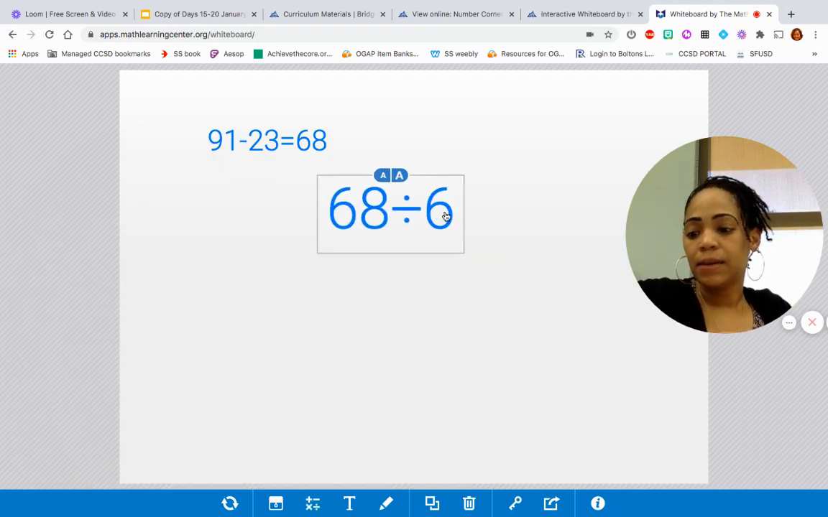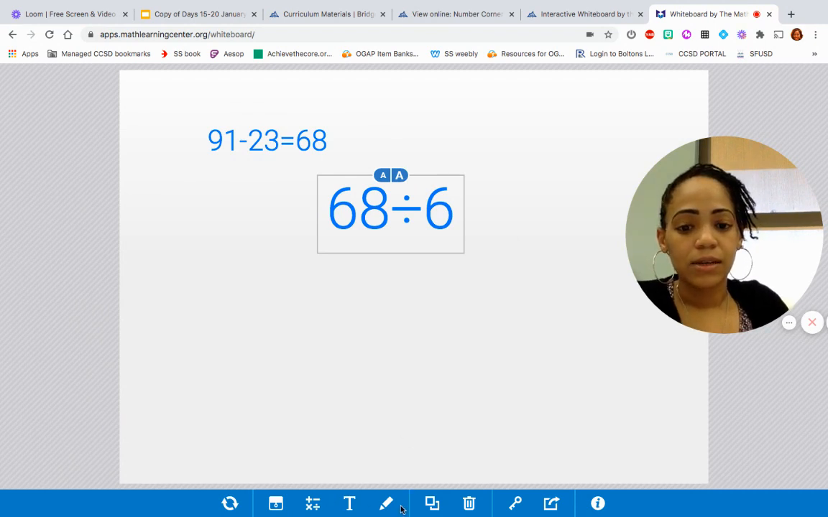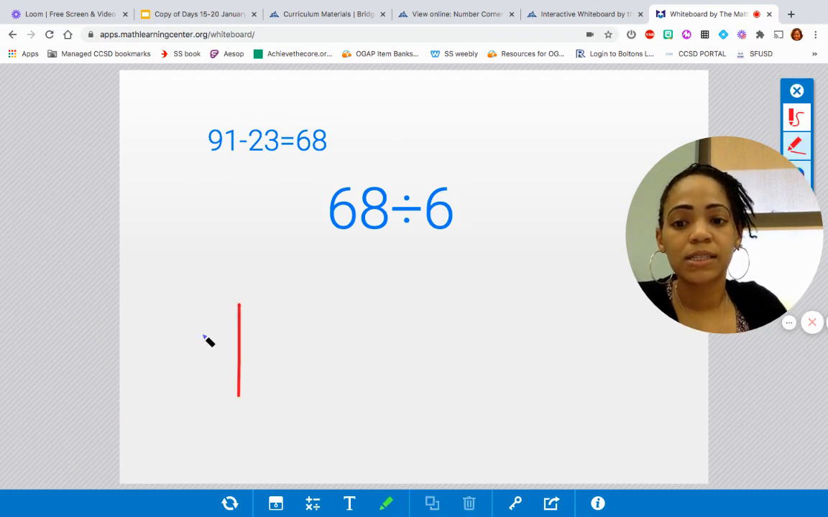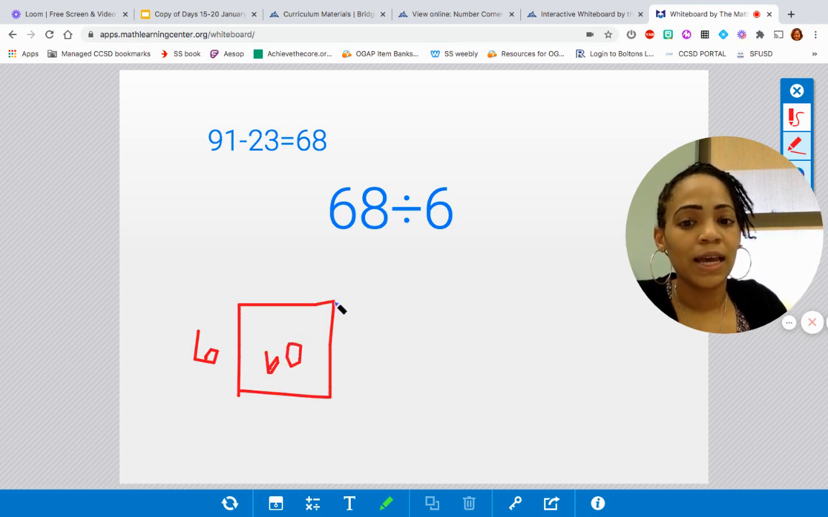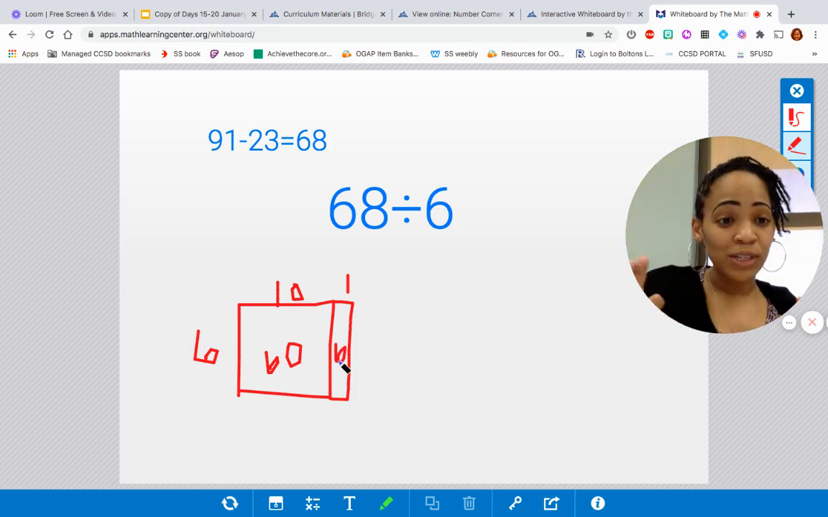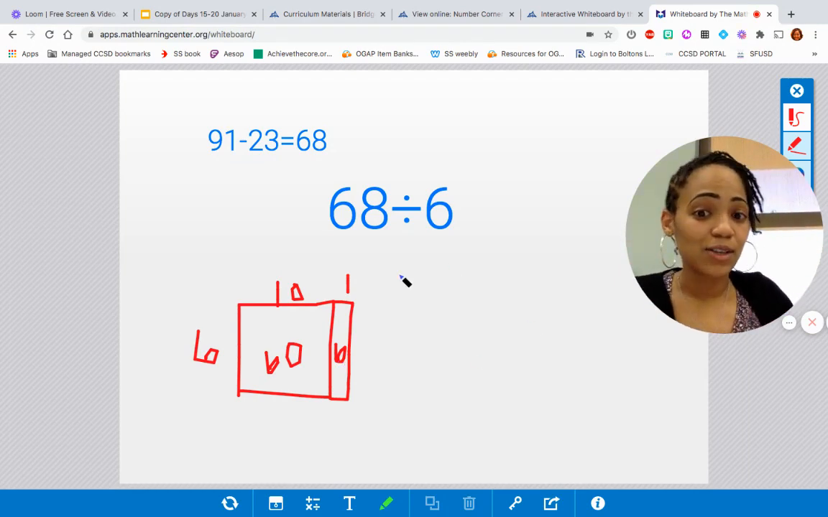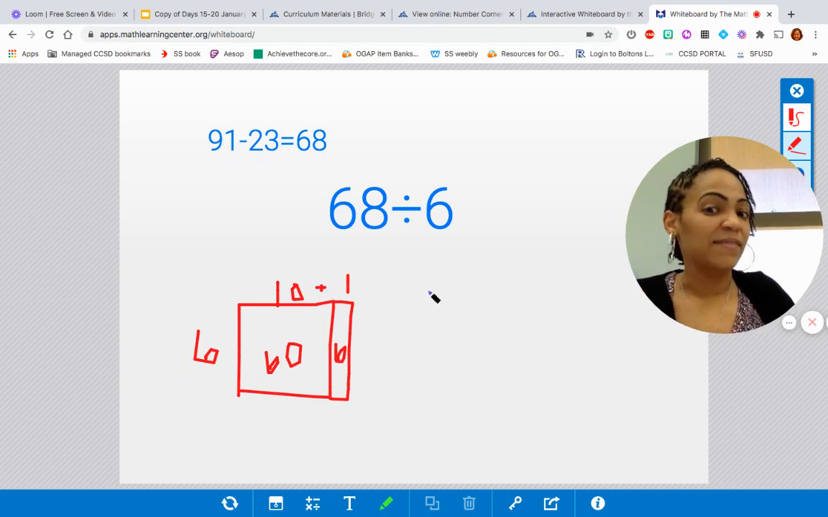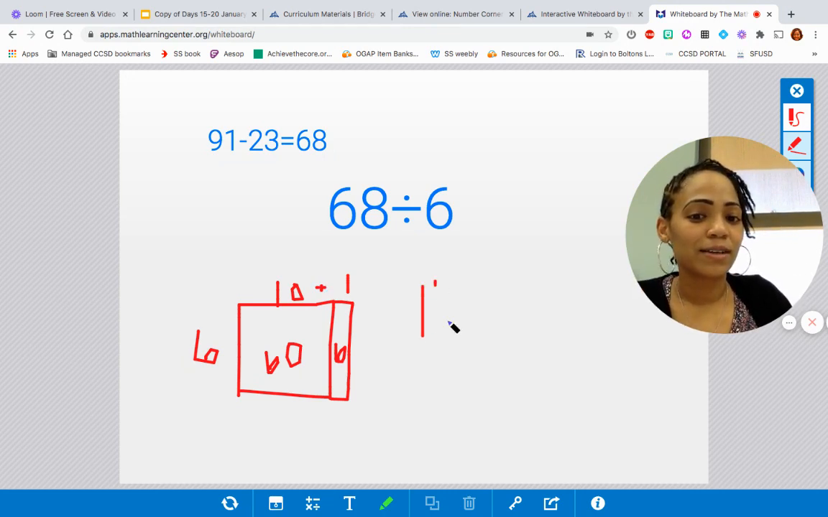Now I can draw a picture. Here's my 6. And I know if I were to take 10, automatically that's 60. And I have 8 more. So I can add another 6 here, which is just one group. Okay, and then I have 2 more left. So those 2 students are going to have to fit on one of the other 6 buses. So you should have gotten, we said it was going to be about 11. So it's 11 with 2 remaining.